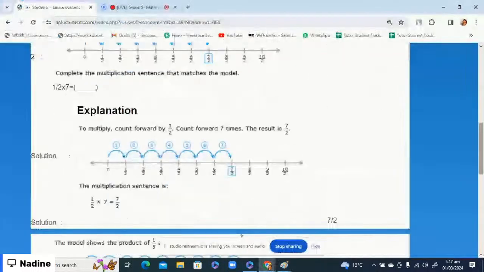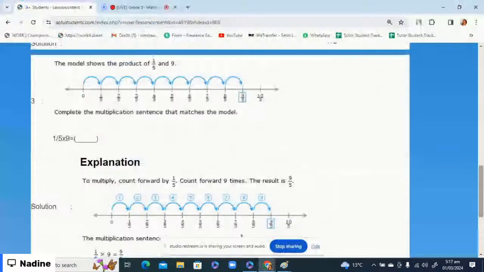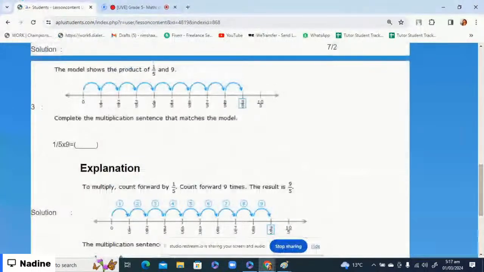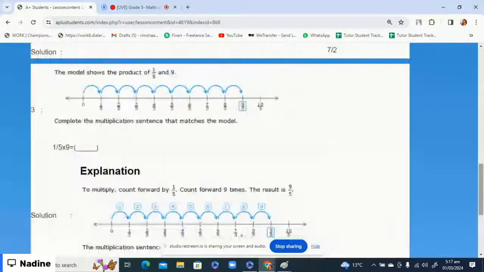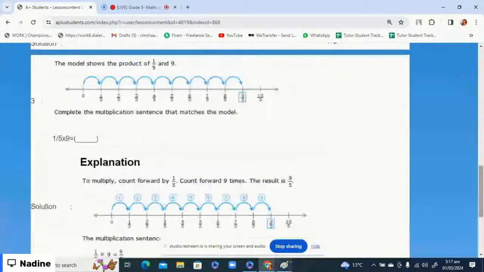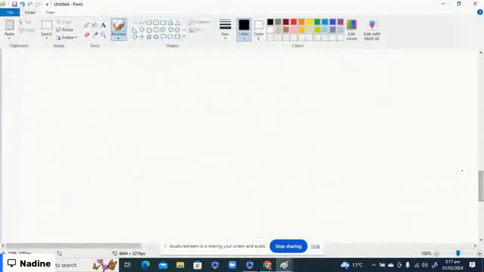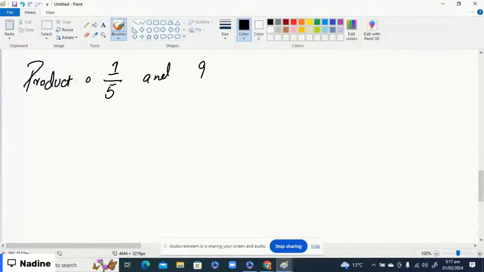Now let's do one more question for that and then we're doing the test questions. Now this model shows the product of 1/5 and 9. Product of 1/5 and 9. What does it mean? Product means the multiplication of 1/5 and 9.